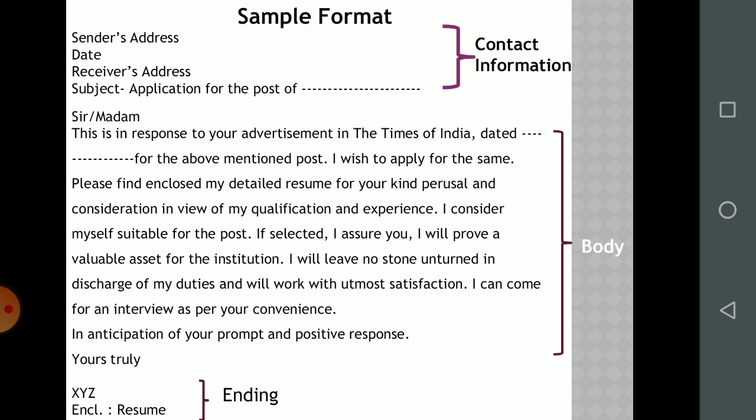When you are writing a job application, you must have a covering letter and then a biodata along with it, which is enclosed with the covering letter. So the covering letter should be like this. First of all, you have to write sender's address, then date, then receiver's address. Sender's address and receiver's address, this is mostly given in the question.